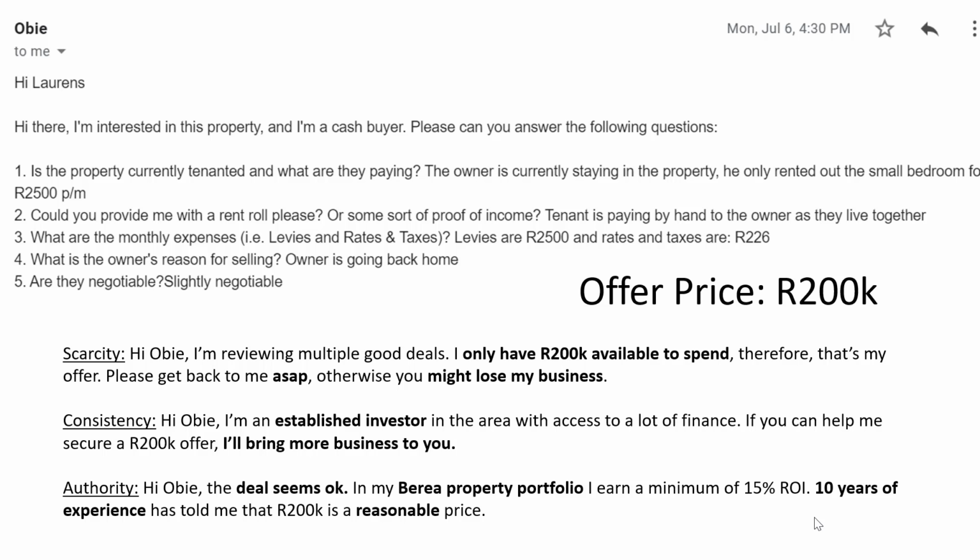So in my Berea property portfolio, I earn a minimum of 15% ROI, return on investment. 10 years of experience has told me that 200,000 is a reasonable offer. Okay. Now, each one of these 3 could probably work.